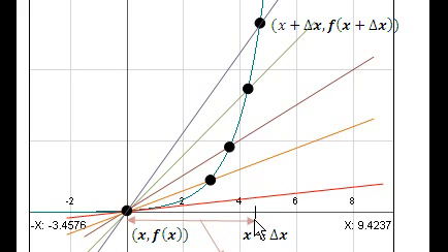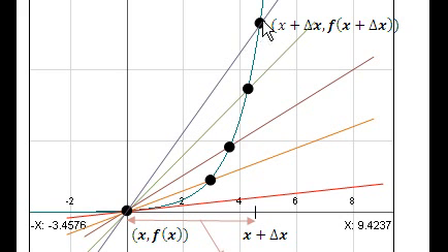So we're going out some delta x, and I go straight up. That's my y value, f of x plus delta x, and this is my new x value, x plus delta x. I'm going to draw a line that passes through the origin and this point right here, x plus delta x, f of x plus delta x. Take note of the slope of the line.